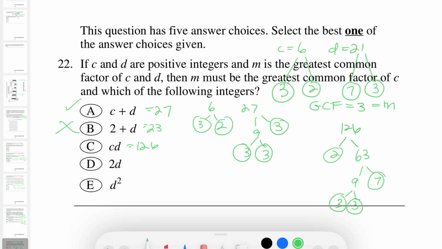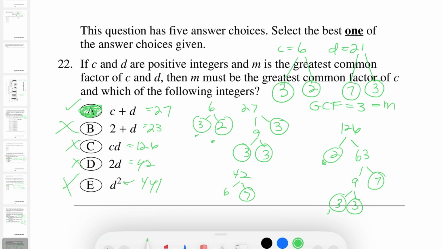All right, our greatest common factor of 6 and 126 is 6. So that is not M. 2 times D, 20 is 42. Again, I know already that the greatest common factor is going to be 6 again, because 42 divided by 6 is 7, right? So D is not our answer. And then finally, D squared, 21 times 21, is going to be so big. I mean, it's definitely going to be 6, or if there is a greatest common factor at all. So A is what we're left with, our answer.